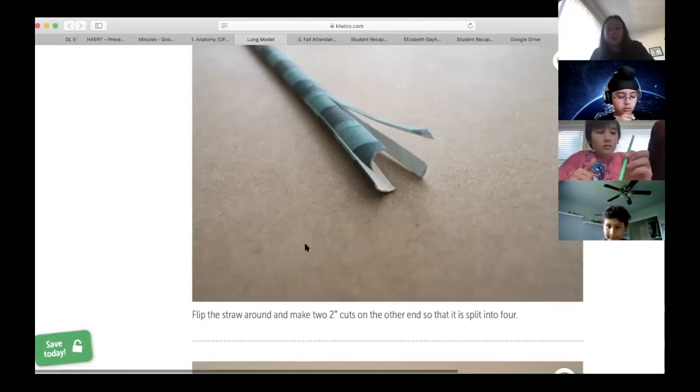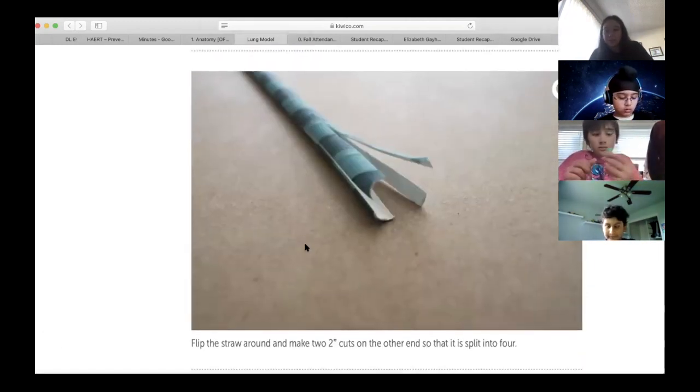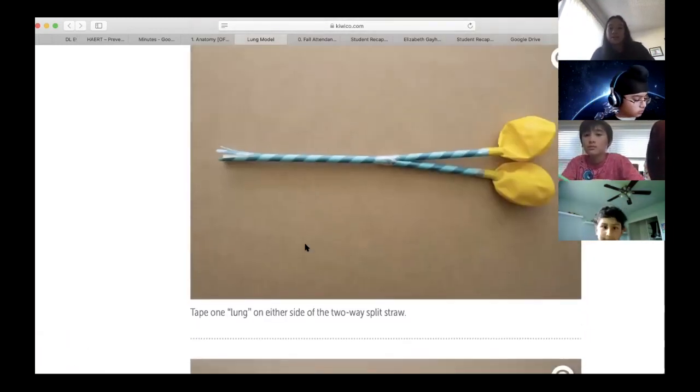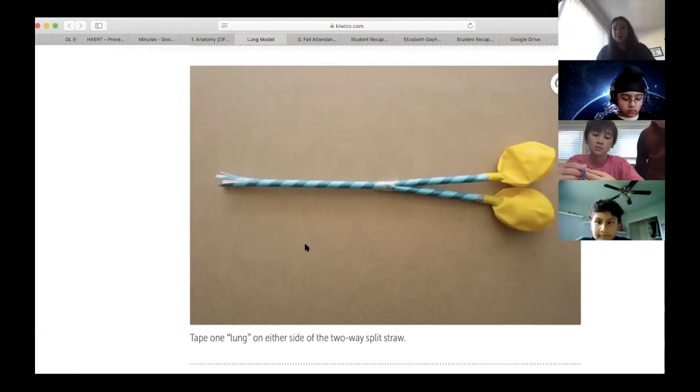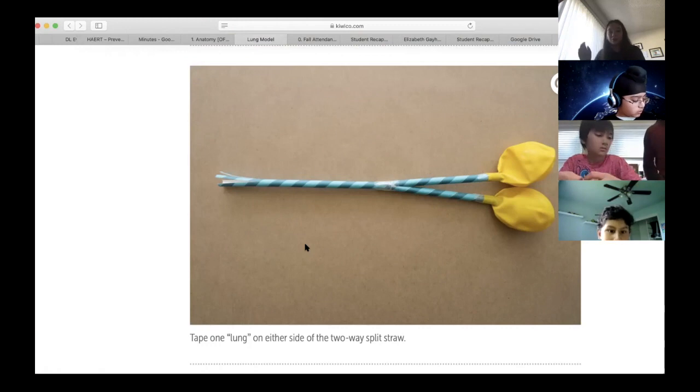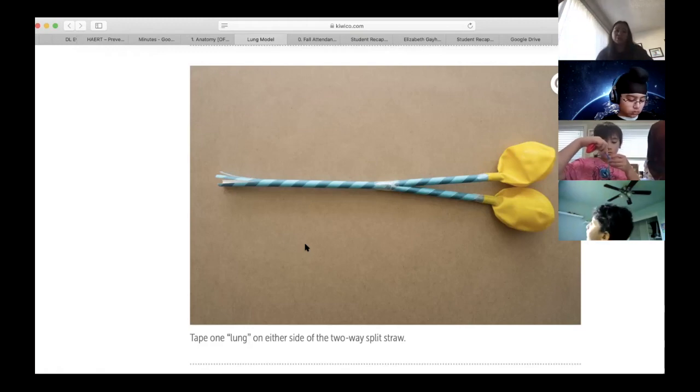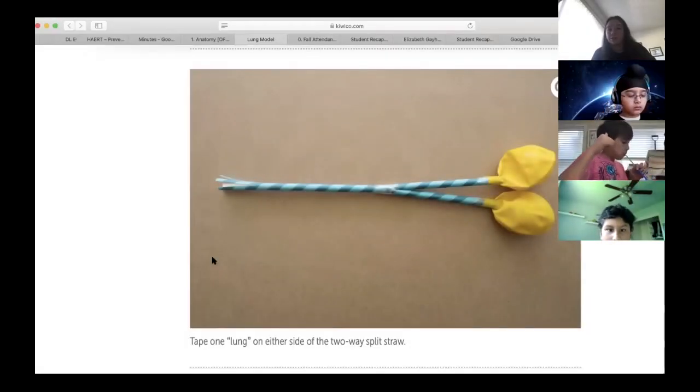Okay, are we going to move on? Let's give Maskeen another small check. Are you good? Okay, perfect. From here, on the two-way split straw, remember we had 2 halves of a straw. You're going to put both of those on the side that's only split 2 ways, not the one that has 4 ways, just the one that's 2.